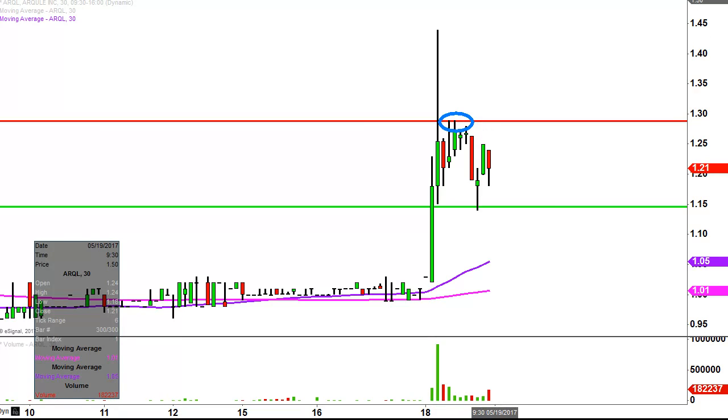So all in all, no doubt about it, very nice move today. We'll see if the bulls can continue to build upon this momentum tomorrow or not.